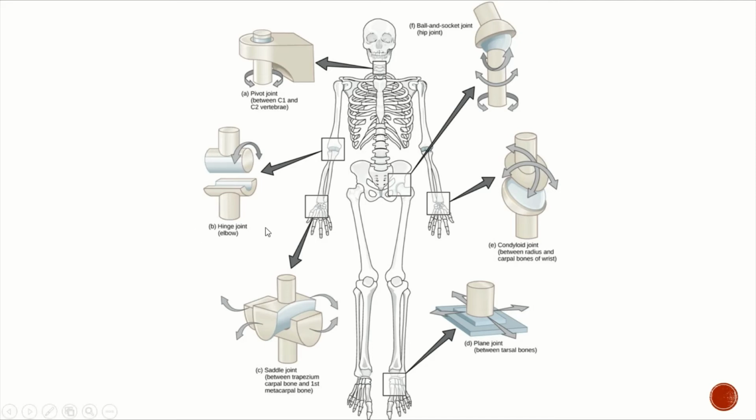We have the hinge joint. We find that in our elbows and knees. And we have the pivot joint, which is our skull and neck joint.